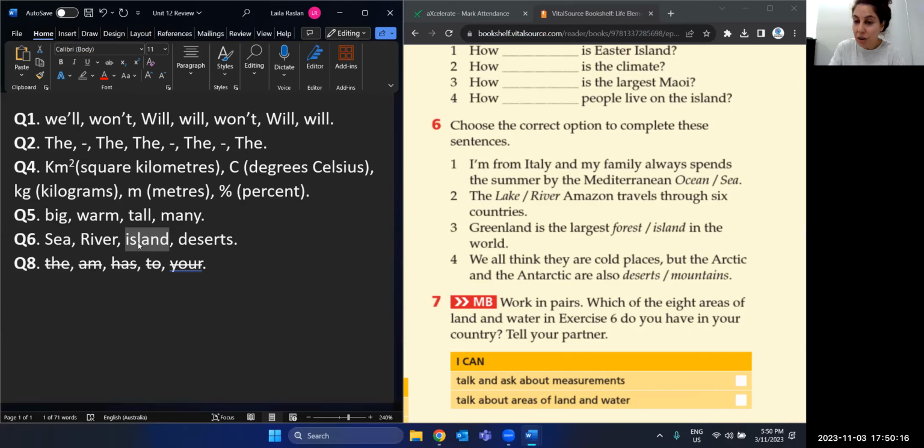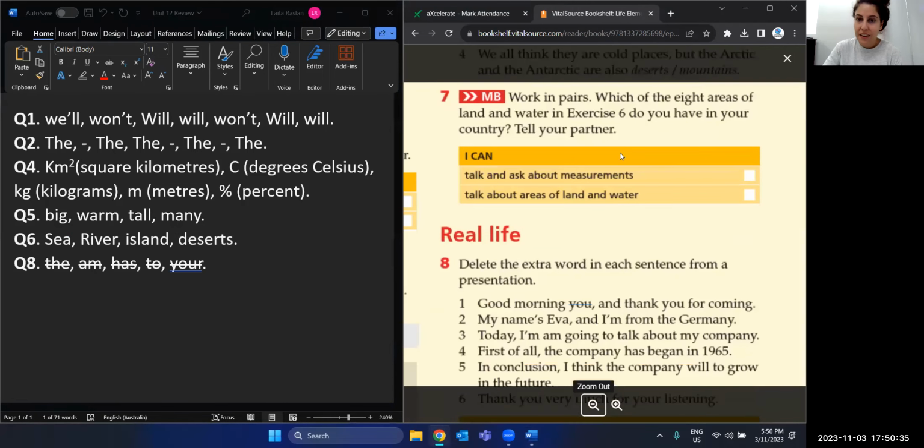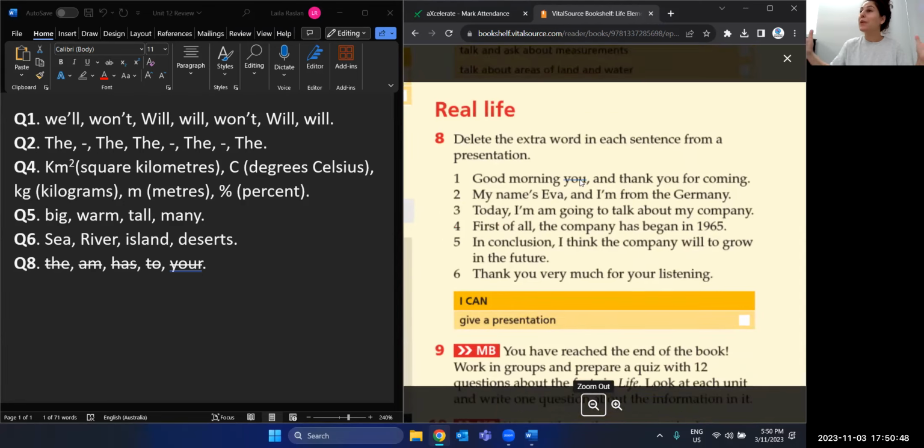We all think they are cold places, but the Arctic and the Antarctic are also deserts. Okay, so now we know how to talk about measurements and we know how to talk about land and water. That's using the vocab of islands, oceans, rivers, lakes. Okay, remember we did a presentation, so now we know how to talk about an important event. So let's look at some expressions.